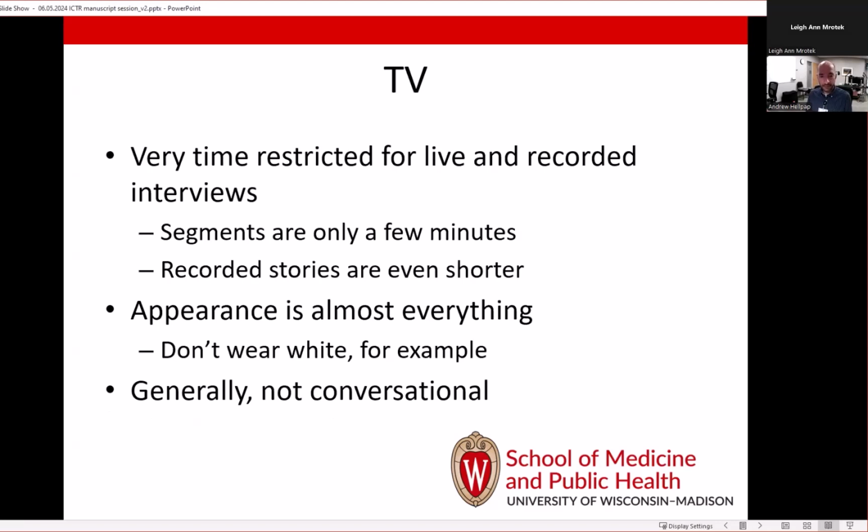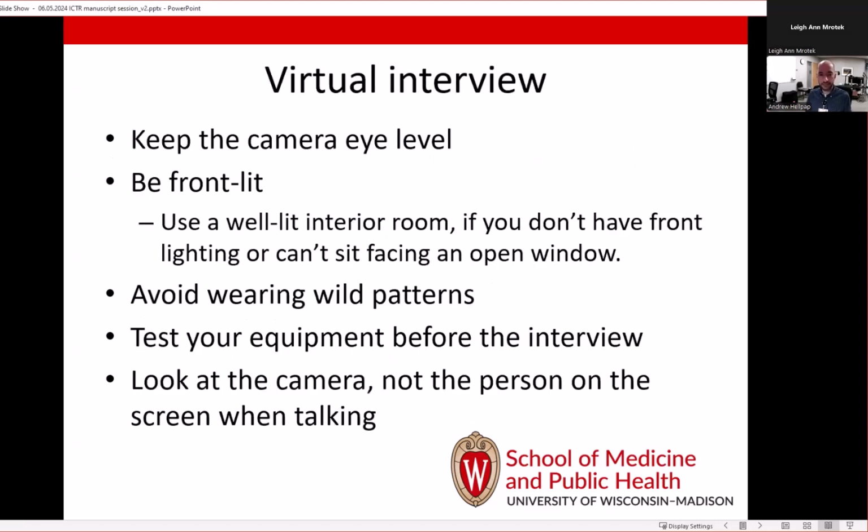TV, I mentioned, is very time constricted. Even though, as I mentioned right off the top, it's a very well consumed type of media, you have to prepare for it very well. You have to have your talking points really defined, narrowed down, and be ready to deliver them in a short, concise manner.